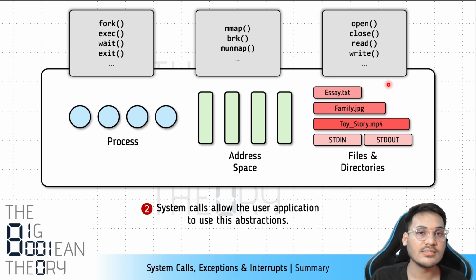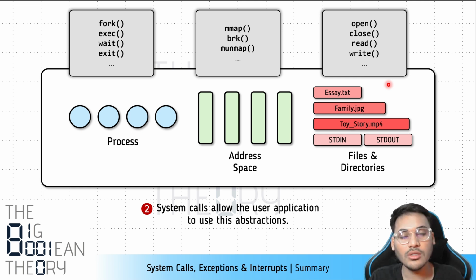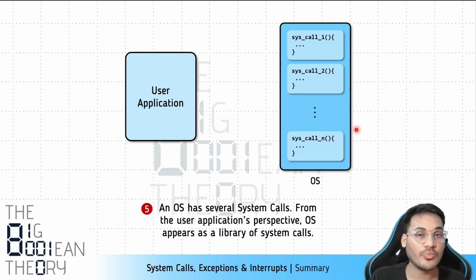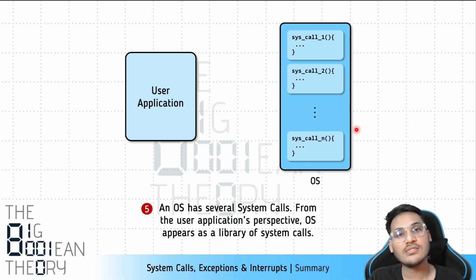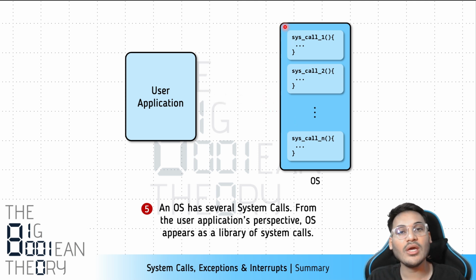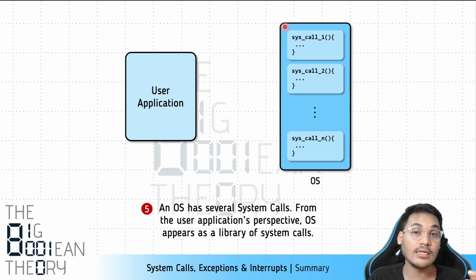The operating system provides this mechanism of system call to let the user applications perform these operations. And as you can imagine, within a given operating system, there are hundreds of system calls. For every specific operation on an abstraction, the operating system exposes it via a system call. From the perspective of the user application, the operating system interface looks like an API of system calls, like a standard library of system calls. So this is how the user application perceives the operating system interface. So this was the second video.